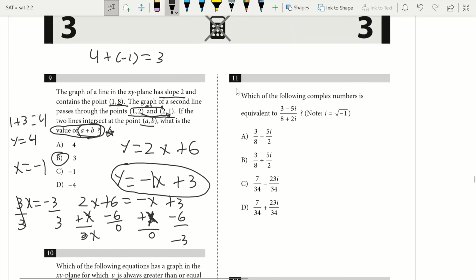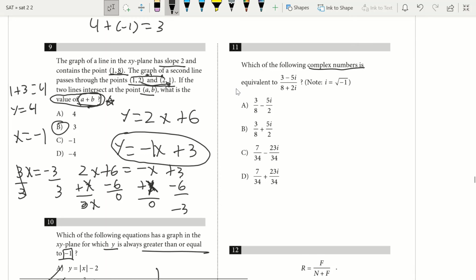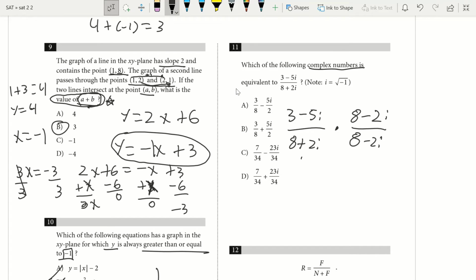Question 11. Which of the following complex numbers is equivalent to 3 minus 5i divided by 8 plus 2i? So when you have a question asking you to find which number is equivalent to this, what you're going to do is you're going to multiply by 8 minus 2i over 8 minus 2i, right? So you're just going to be changing the sign in your denominator here. You're going to change the sign in the denominator where my arrow is pointing, and you're going to multiply by that as the numerator and denominator, so it keeps it as 1.